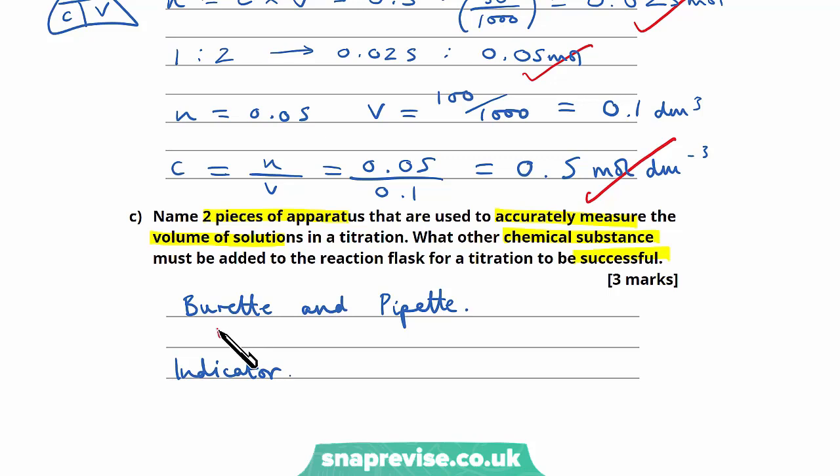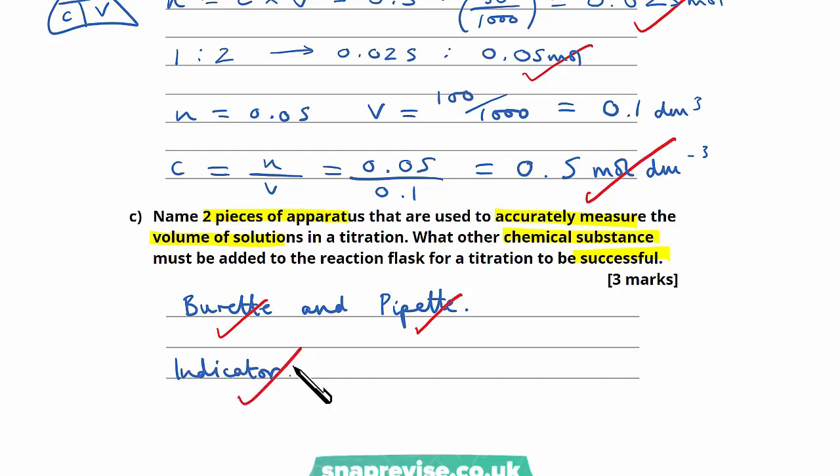You get 1 mark for each suggestion of a correct piece of apparatus, and the third and final mark comes from stating it's an indicator that needs to be added.